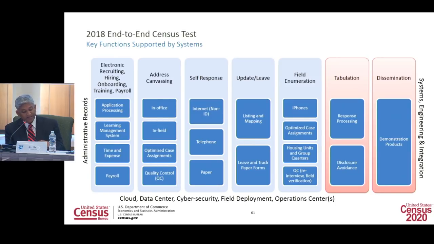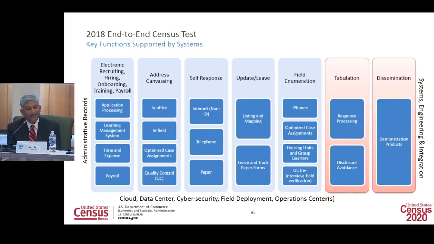We are optimizing case assignments and are using iPhones to run the enumeration app to collect responses as part of the non-response follow-up. We built these capabilities under the systems engineering and integration framework defined by our CTO's office, and are implementing measures to ensure security of our systems and data using the guidance of our Office of Information Security.